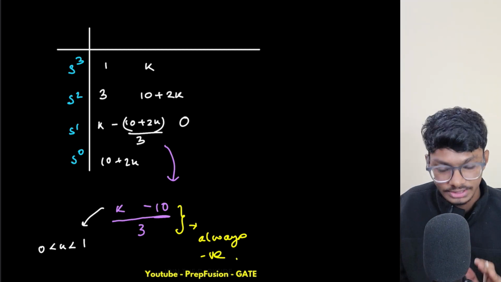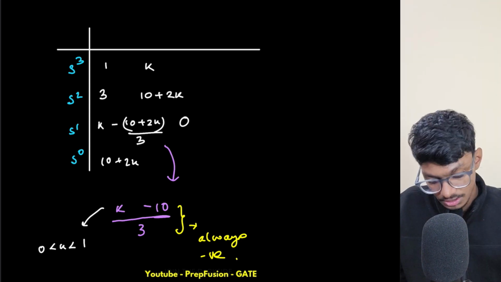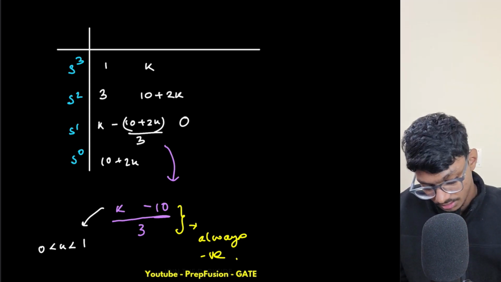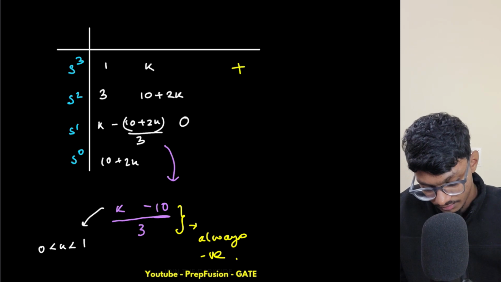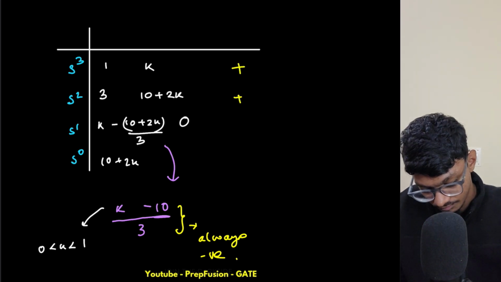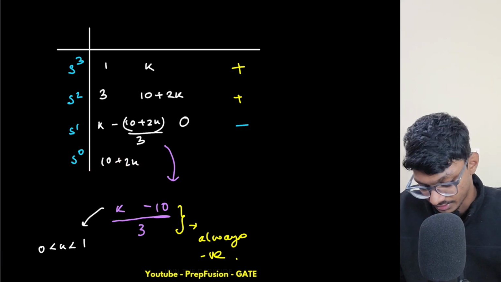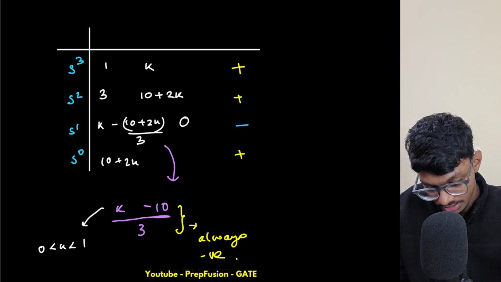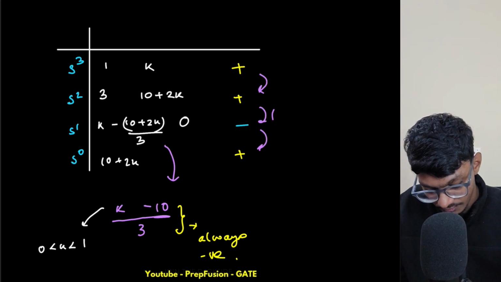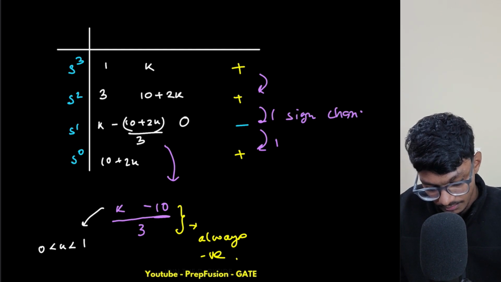So if this is always negative, what does that mean? It means that I have a sign change. This is positive, this is positive, this is negative, and again, this is varying from 0 to 1, so this is 10 plus something positive, so this is positive again. Hence here I have one sign change, and here I have one sign change. So one sign change and one sign change.